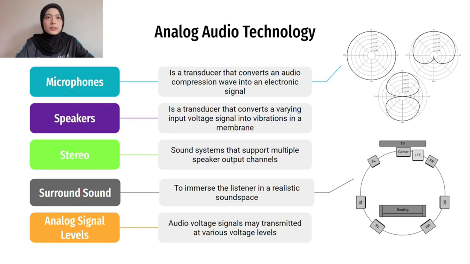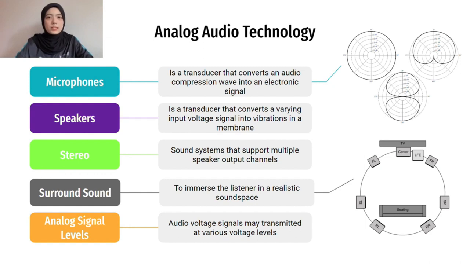Polar pattern. A speaker is a transducer that converts a varying input voltage signal into vibration in a membrane. Stereo is a sound system that supports multiple speaker output channels, for example, iPod and car sound systems. Next, we have surround sound, which immerses the listener in a realistic sound space.